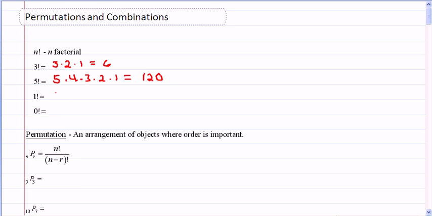For 1 factorial, since you just have a 1, the answer is just 1. And 0 factorial, by definition, is equal to 1. So if you ever have a 0 factorial, the answer is always equal to 1 by definition.